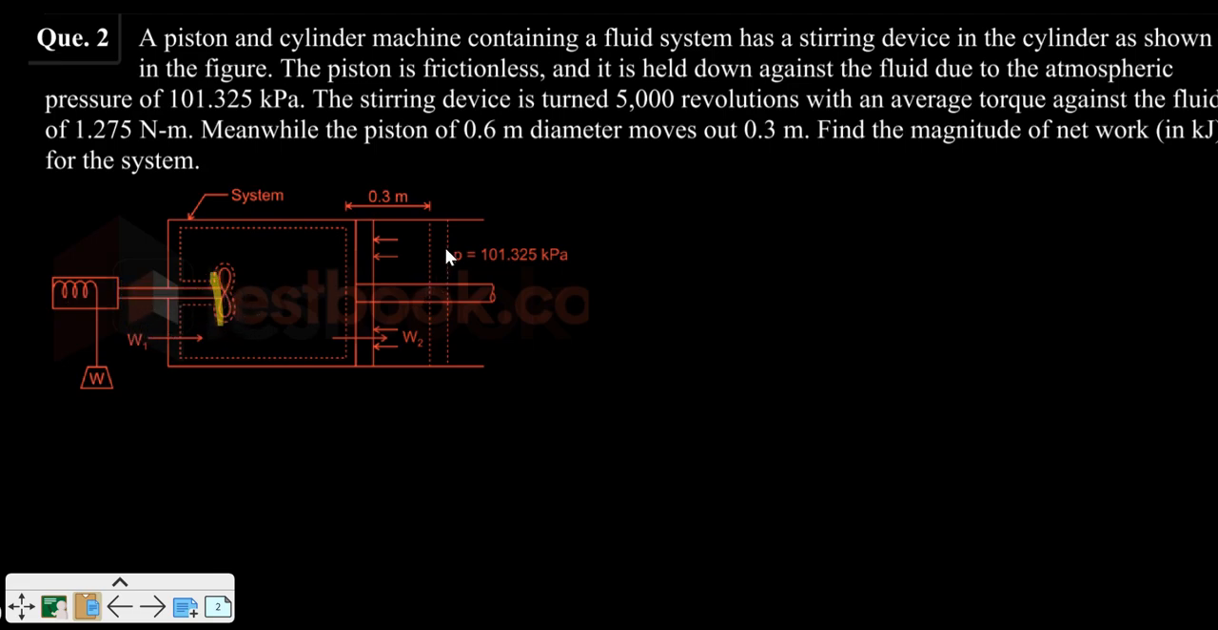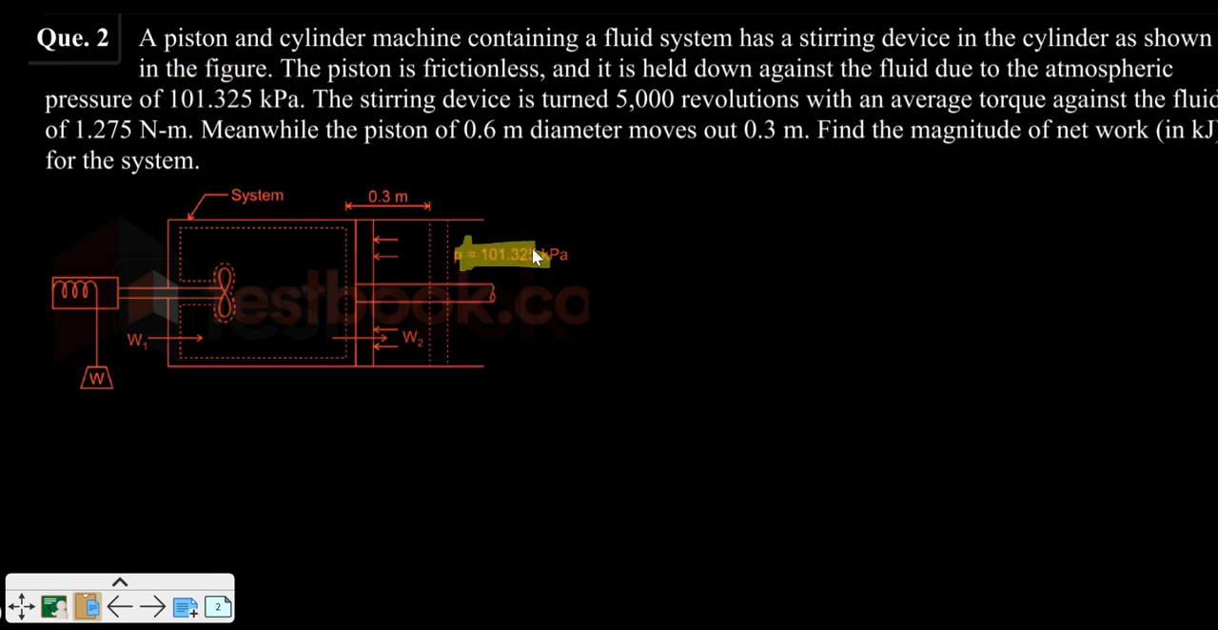Okay, let us see and read what the question is saying. Here a piston and cylinder machine is containing a fluid system, so that means there is fluid inside it, and has a stirring device in the cylinder as shown in the figure, right? The piston is frictionless, so simply we need to neglect the friction, and it is held down against the fluid due to the atmospheric pressure, which is given as 101.325, the atmospheric pressure, right?